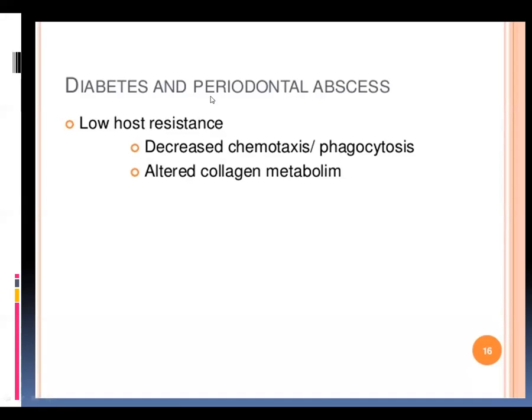Then diabetes and the periodontal abscess. There is a low host resistance existing in diabetes mellitus. So there is a decrease in chemotaxis and phagocytosis, and an altered collagen metabolism is present.